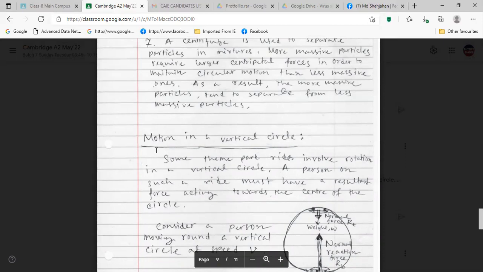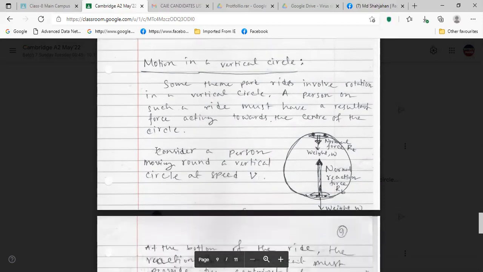Motion in a... so should I read this? This one is the most important thing. Yeah, we have to understand it. Yeah, read. Okay.